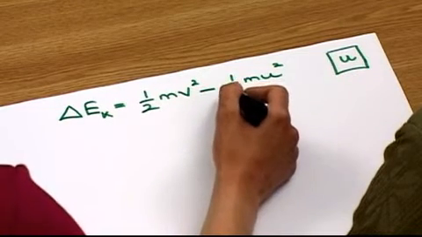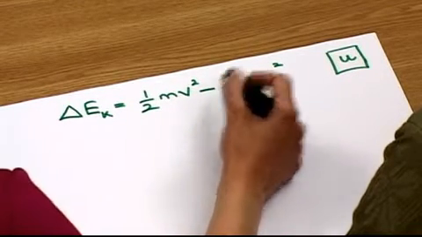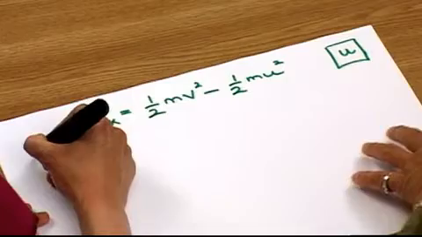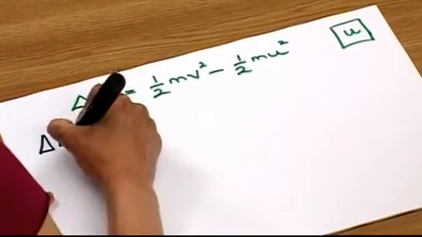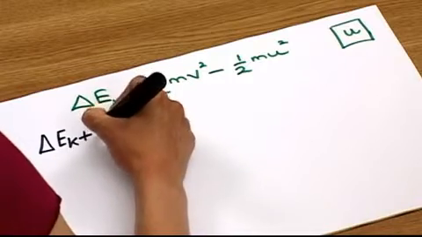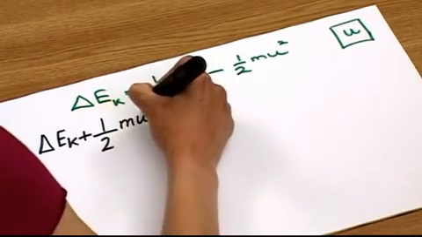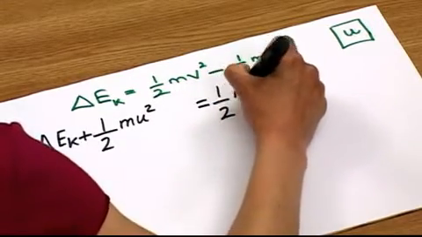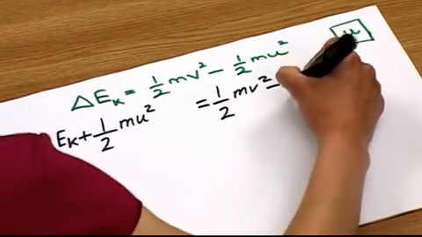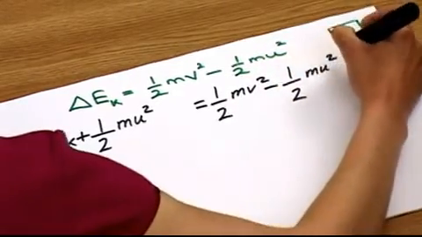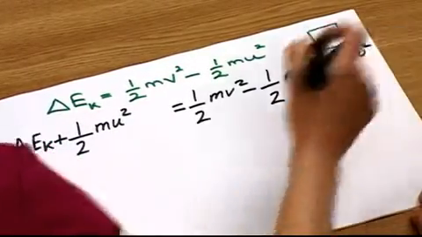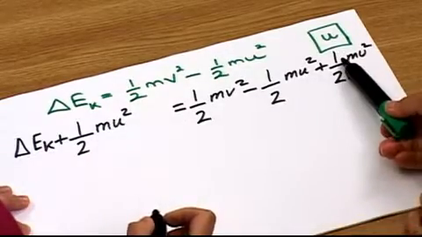Well, it's subtracted here. So if I add half mu squared to both sides. So if I do delta EK add a half mu squared, that is equal to a half v squared minus a half mu squared plus a half mu squared. That's fine. So you've added that to both sides, so you've preserved the balance again.